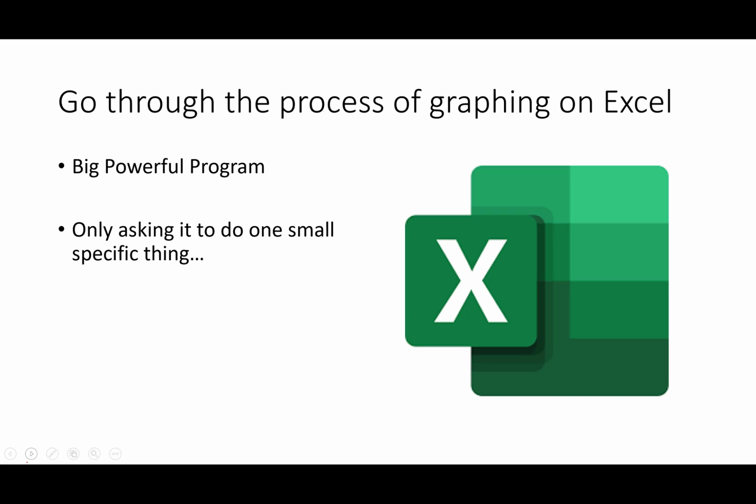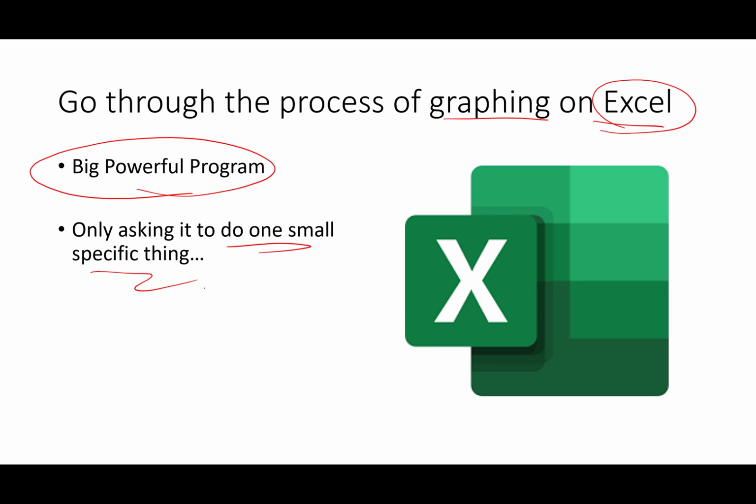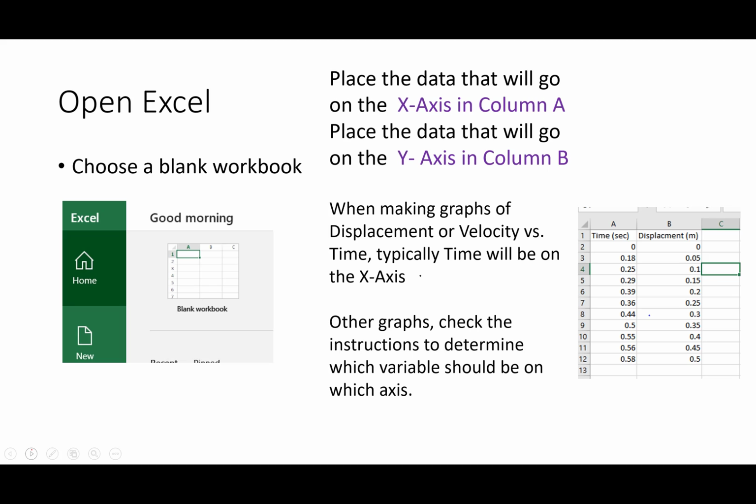Now, I'm going to show you how you can put your data in the Excel graphing program and use it to help find slope and find that trend line. Now, Excel is a huge, monster, powerful program. I'm going to show you how to do one very, very small thing. Can it do other things? Absolutely, it can do hundreds of thousands of other things. So please just keep in mind, we're going to look at how to do this one specific thing.